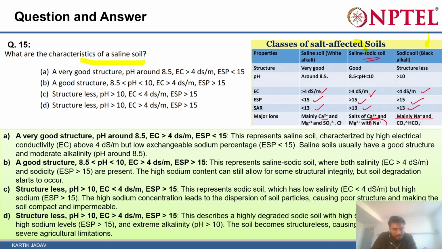So, what are the characteristics of saline soil? What we need to identify is that it represents the overall salinity of the soil. The electrical conductivity must be greater than 4 dS/m. This is given as greater than 4, again greater than 4, again greater than 4. Now let's check the exchangeable sodium percentage. Of course, it is less than 15 for saline soil. So the correct answer is option A.